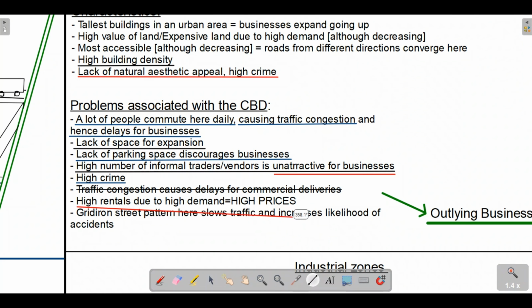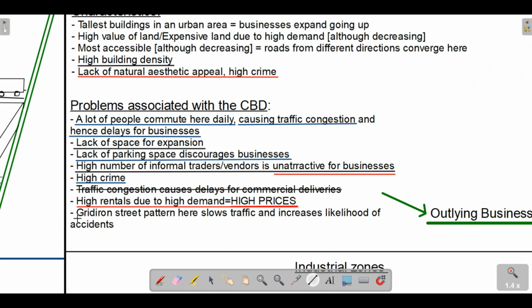There are high rentals, due to high demand. It's expensive to have a business there. It's expensive to rent, so there are higher rentals in the CBD. And of course, if I'm paying a lot of rent to run a business here, then I'm going to have high prices. I'm going to have expensive prices to try and make a profit, or to try and break even. So high rentals due to the high demand, and so it's very expensive to run a business here. This also affects the prices that we see in the CBD. It's expensive as well.